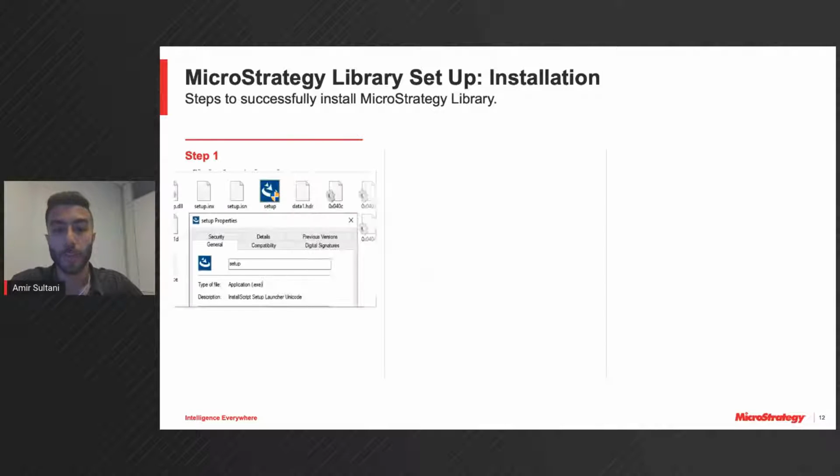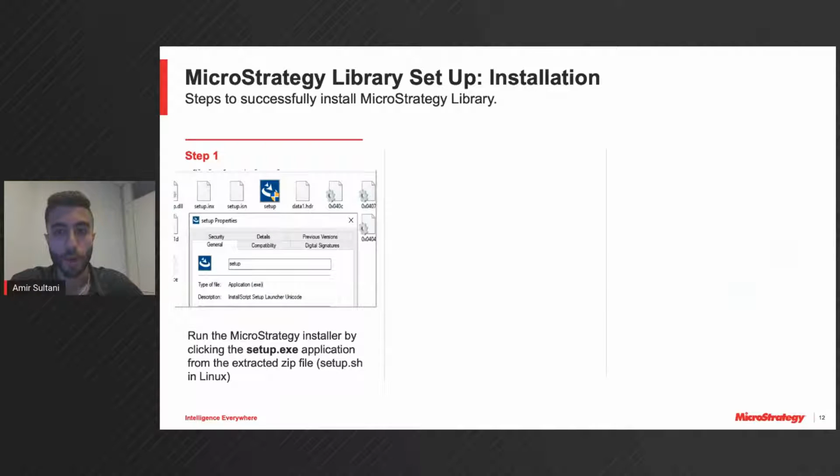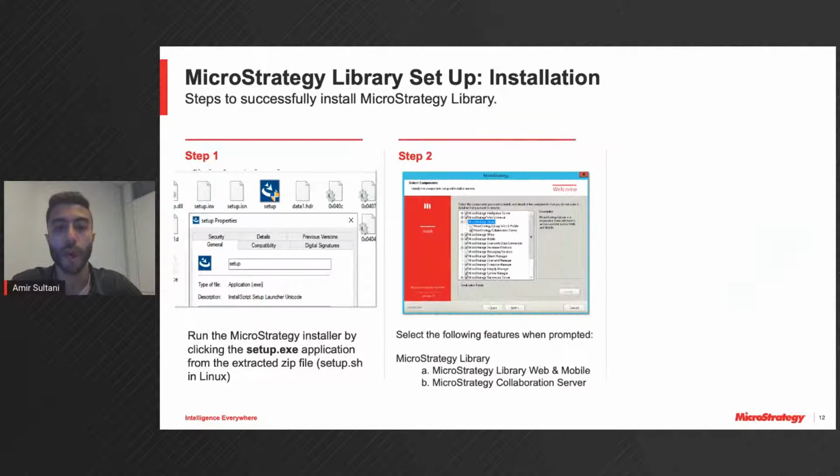Now, the first step in the workflow will be to initiate the MicroStrategy install by running the setup.exe file. This is referred to as the setup.sh file in Linux environments. When you arrive at the MicroStrategy components page, you will just need to ensure the MicroStrategy Library field is enabled. This is checked by default.